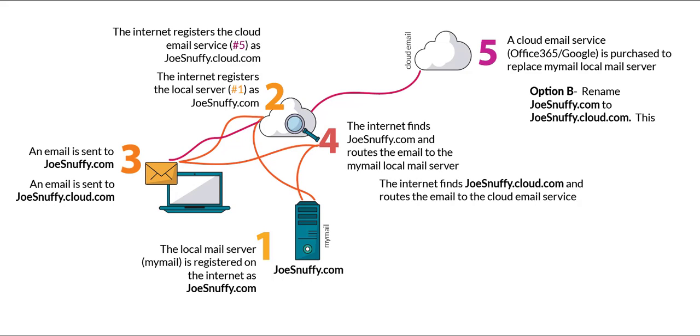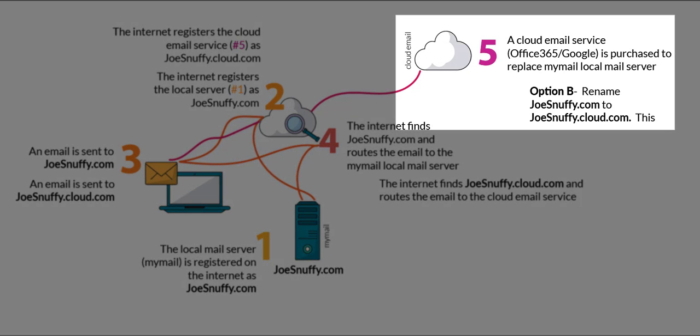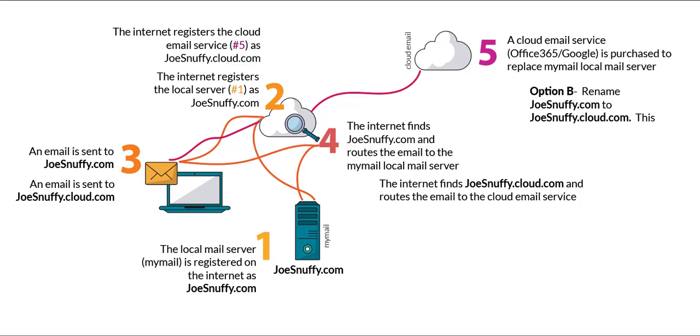We're migrating. And let's say it takes 6 months to migrate all of the users that are on the local email server to number 5, the cloud-based email server. Once they get migrated, they automatically, as represented there, number 5, receive the email message at joesnuffy.cloud.com. Now you can set up auto forwarding on number 1. You can set up notifications as well on number 1, saying, hey, it's changed to joesnuffy.cloud.com.